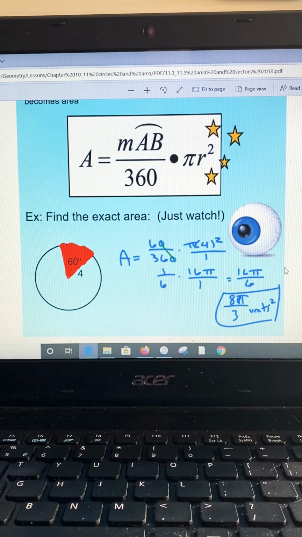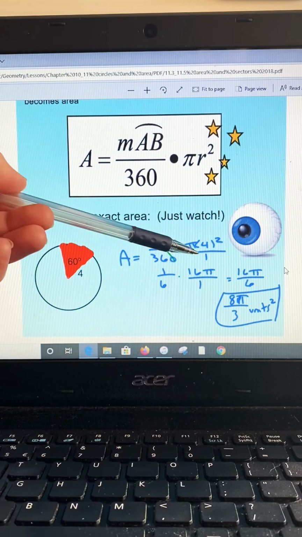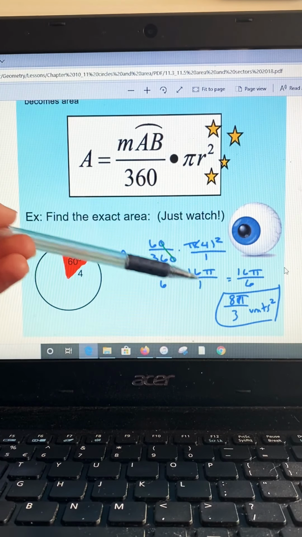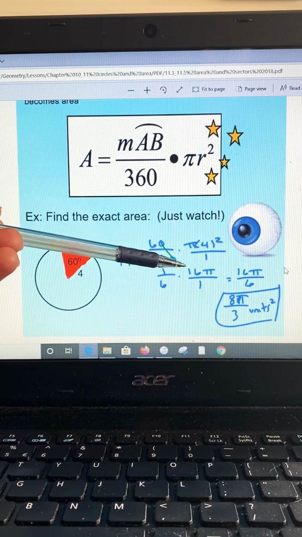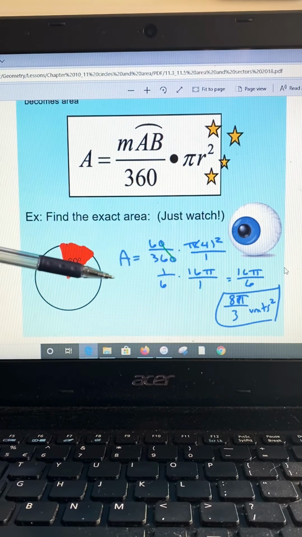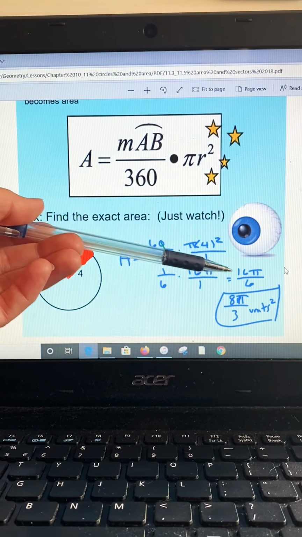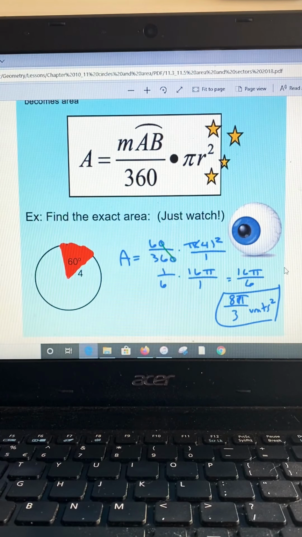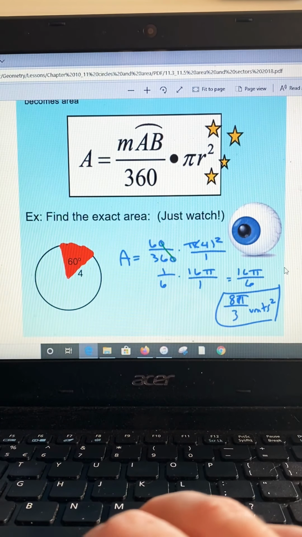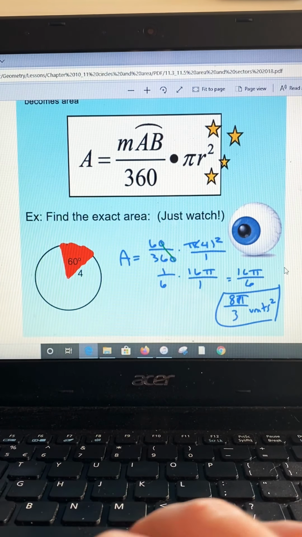Here's an example that we would have just done as a class that wouldn't have been part of your notes necessarily: find the exact area of the shaded region. So you would use 60 over 360 and then multiply it by pi r squared over 1. I reduced the 60 and 360 to 1/6. 4 squared becomes 16. And then when you multiply straight across, you'll get 16 pi over 6, which reduces by 2 to 8 pi over 3. That's the exact area of that red portion there.